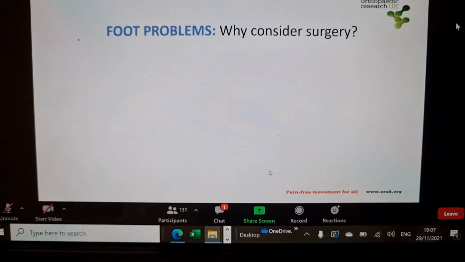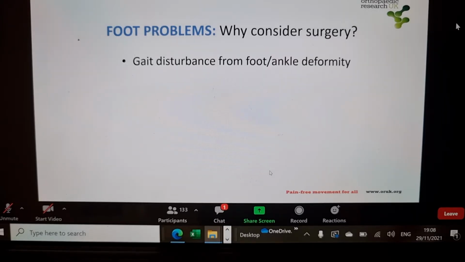So why would you consider sending a patient to an orthopedic surgeon, an ambulant CP patient who has a foot problem? I think there's probably one of 4 reasons. Either because there is clear evidence that their foot and ankle deformity is disturbing gait. And remember, we talked in the gait analysis webinar about Jacqueline Perry and the determinants of gait. So foot position has got a big part to play in all of these important aspects of efficient gait. So it might be that it's clear that the foot and ankle is what's causing the problem.